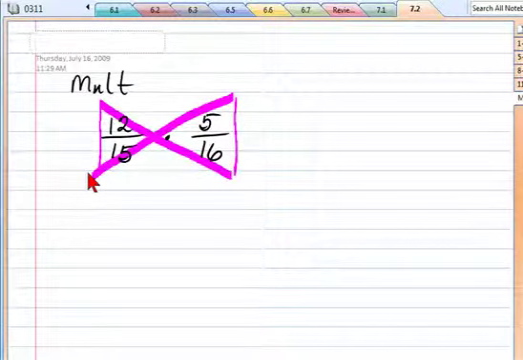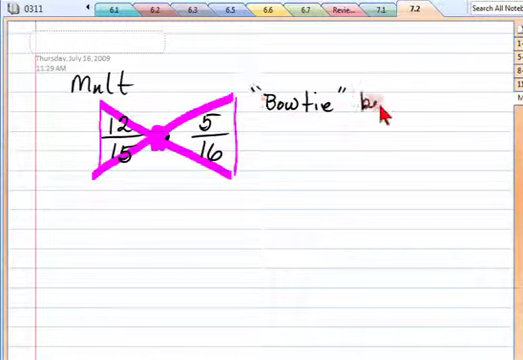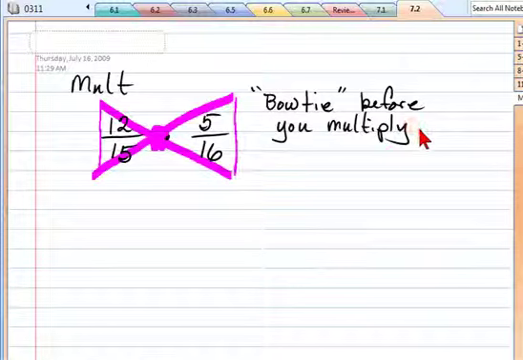And what did I end up drawing? A bow tie. Kind of missed the knot, but there we go. So it's a little bit silly, but I'm going to say bow tie before you multiply. Yes, I rhymed. Bow tie before you multiply. Okay, you're probably way too mature for that silliness, but it will help you remember. You're going to look in all those directions to see if there's some reducing.